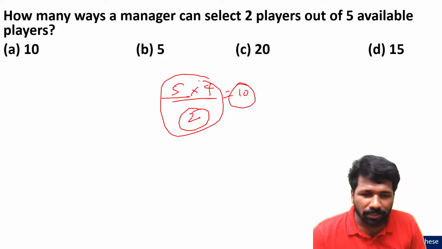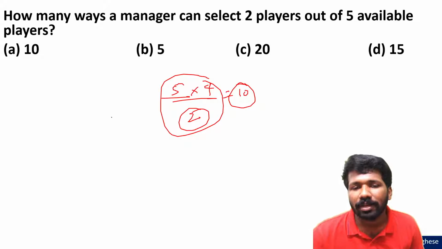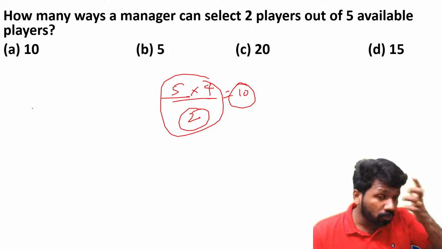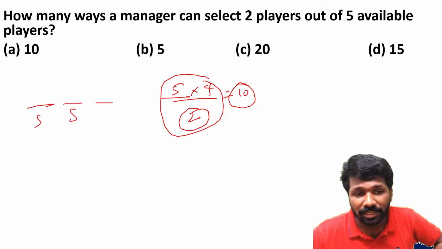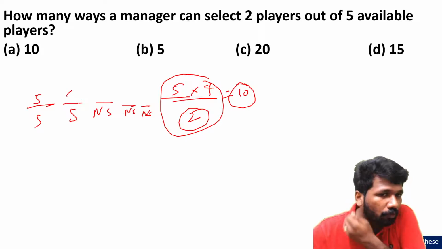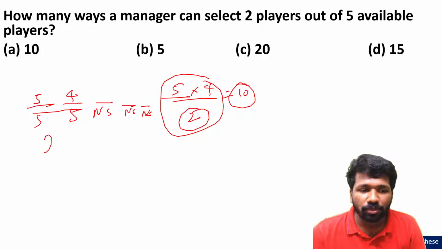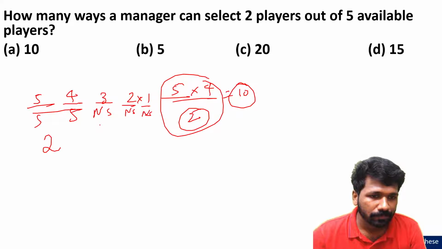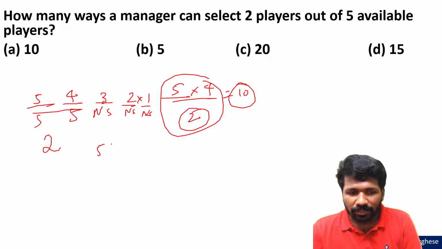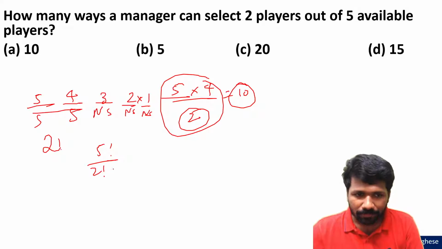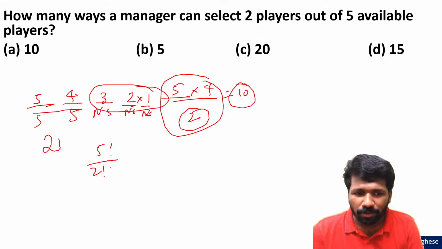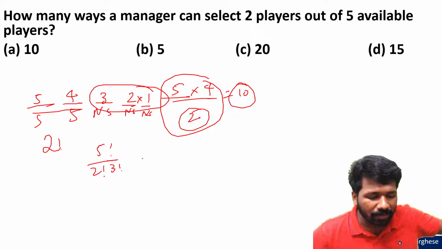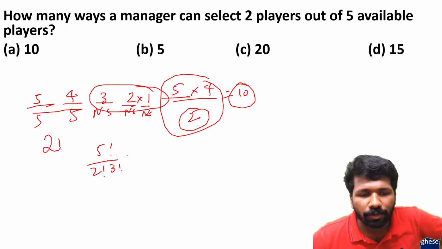So this dividing process can be written as the combination formula. If there are 5 players and 2 players should be selected, the selection can be done in 5 into 4 ways. But there are duplicates, so you divide by 2. The remaining 3 into 2 into 1 also has duplicates. So this is 5 factorial divided by 2 factorial, and we don't want this 3 factorial, so you divide by 3 factorial also, just like in the previous question I showed you how permutation is defined.